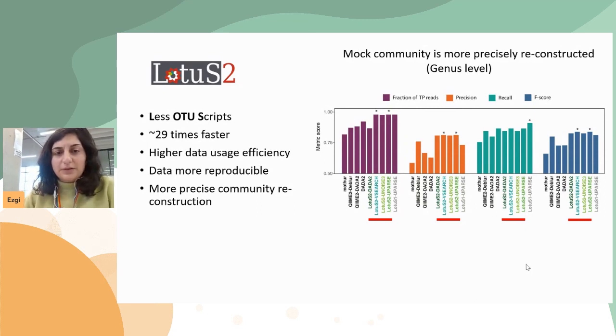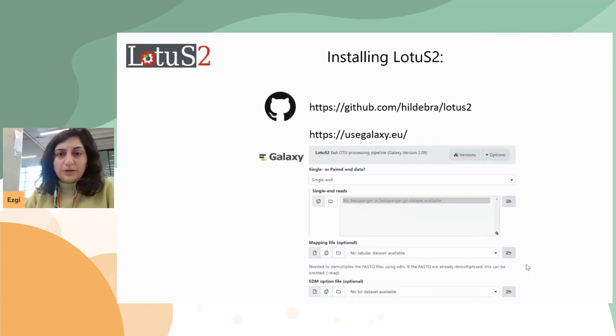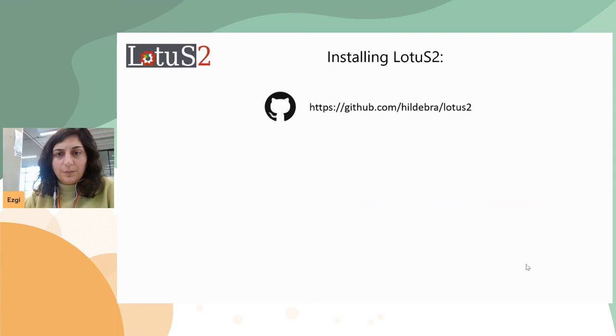This brings me to the end of my presentation, and I hope I was able to convince you that LotuS2 is doing a good job. If you're interested, you can install LotuS2 from its GitHub page, or you can use its Galaxy interface and start analysis by uploading the raw reads. The preprint of LotuS2 is available now in bioRxiv and is under revision right now.